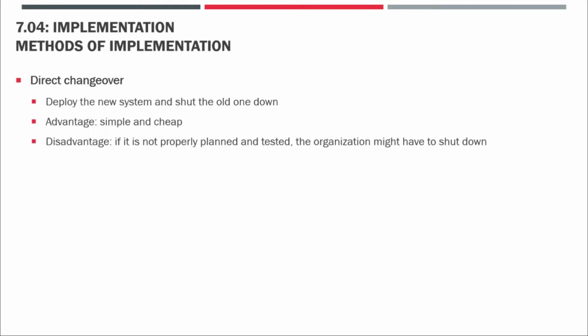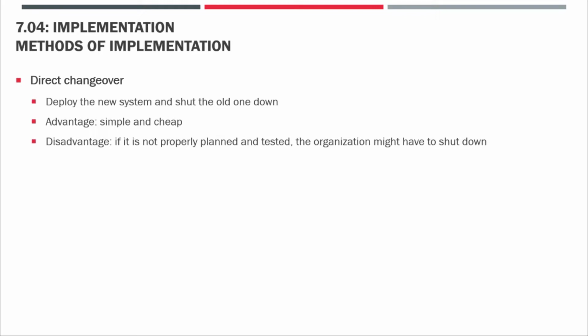It's time consuming and it's also very expensive because you're going to have to pay double for both systems until one of them is fully implemented. Okay. Any questions regarding methods of implementation? So we have direct changeover, we have phased implementation, we have pilot, and we have parallel running.